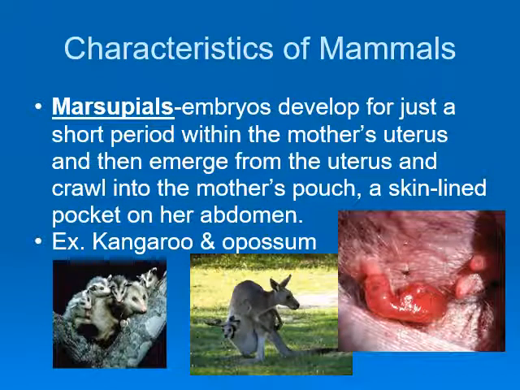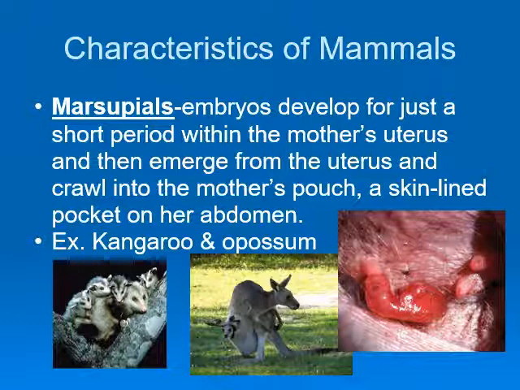In marsupials, the embryos develop for just a short period of time within the mother's uterus, and then they emerge from the uterus and crawl into the mother's pouch, which is a skin-lined pocket on her abdomen. Examples of these include the kangaroo, and the possum that's actually in our area is an example of a marsupial. So pretty cool that we actually have a marsupial in our area. It keeps those little baby possums in its pouch while they're growing.